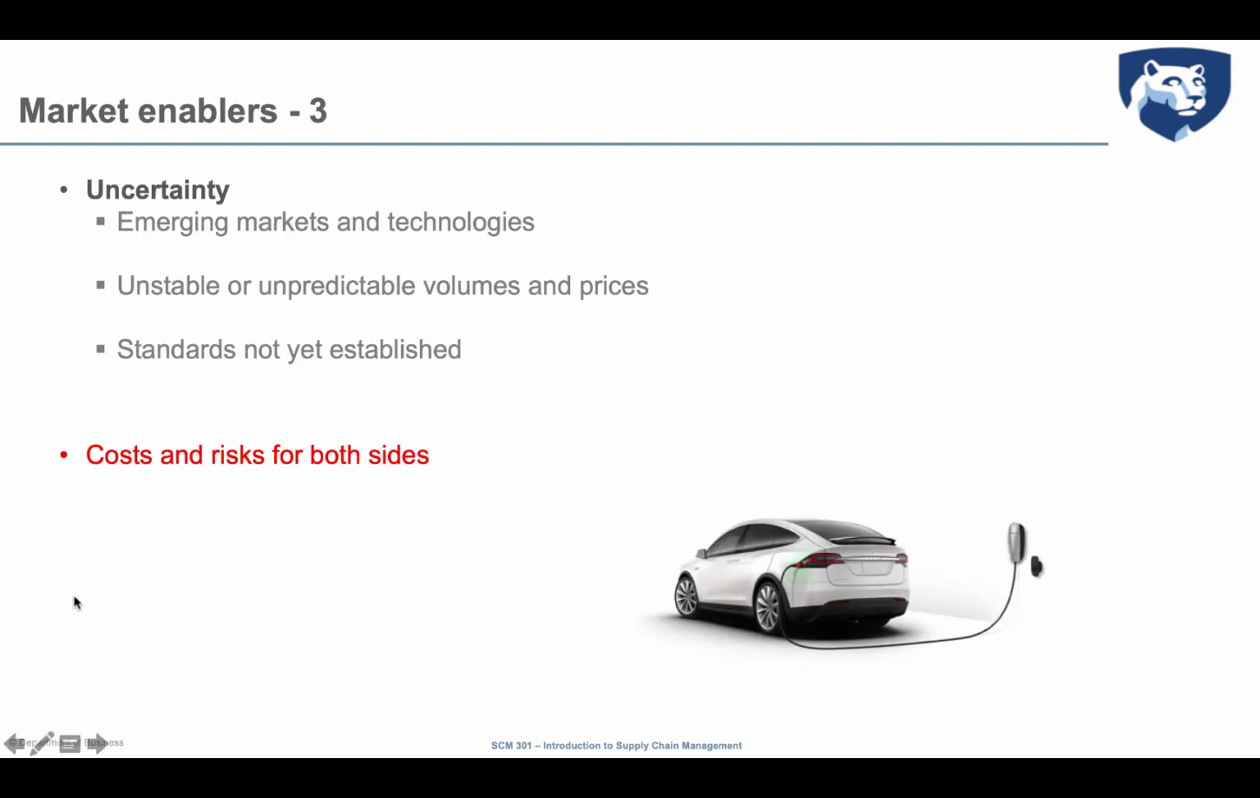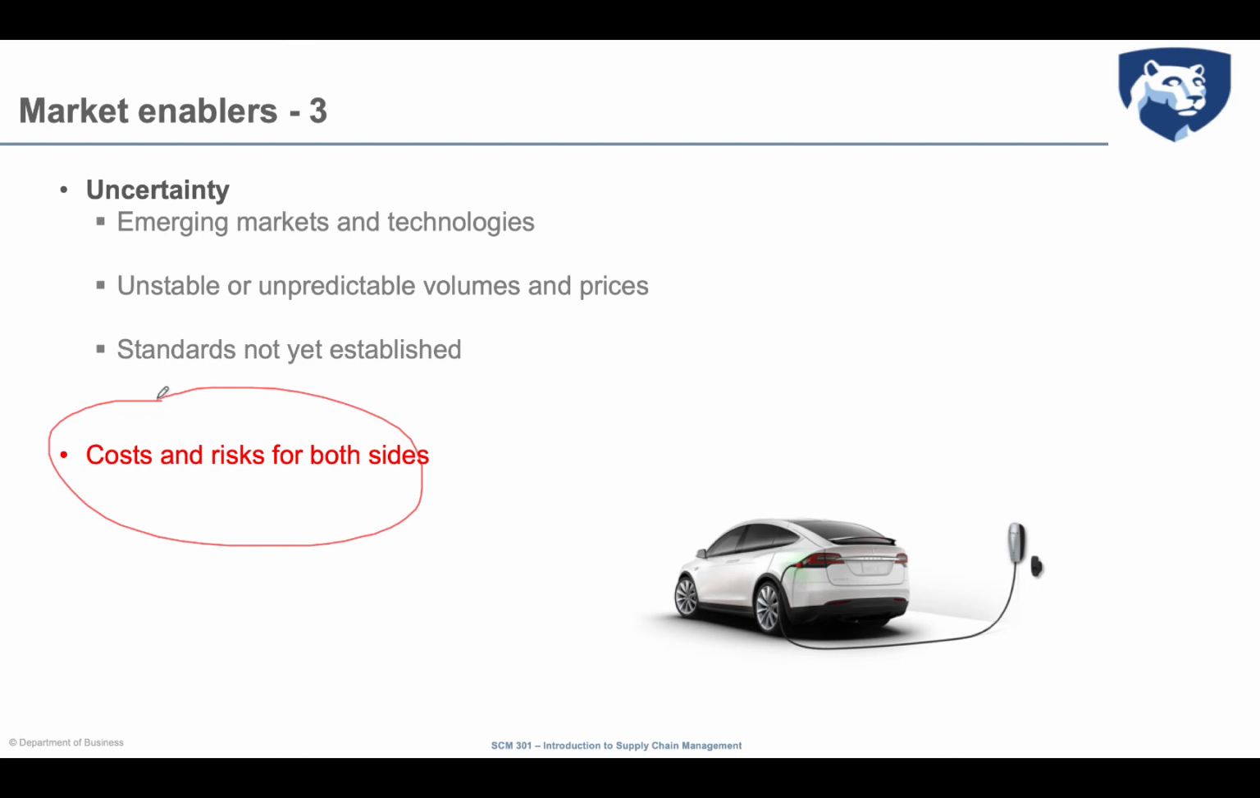Finally, we have uncertainty, which is a source of cost and risk from both sides. It refers to the fact that the relationship between buyer and supplier can be affected by a certain level of uncertainty. This relationship is supposed to be long-term, so potentially it is supposed to exist for a long time, or there is uncertainty about how long this relationship will be maintained.